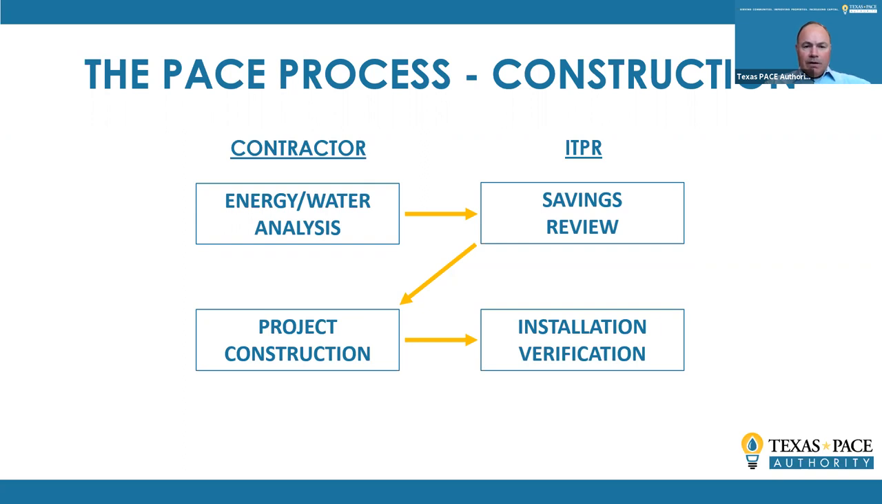So the process works like this: the contractor, and this can be the owner, it can be a contractor working for the owner, it can be an independent engineer. Anyone can conduct the energy and water analysis and do that report. There's a format, there's certain information that has to be in it, but that can be done by a number of different parties. Then that moves over to the ITPR for the savings review, again performing the due diligence. The project moves into construction. And then finally, the ITPR does installation verification. So we'll go into these steps a little bit more in depth now.